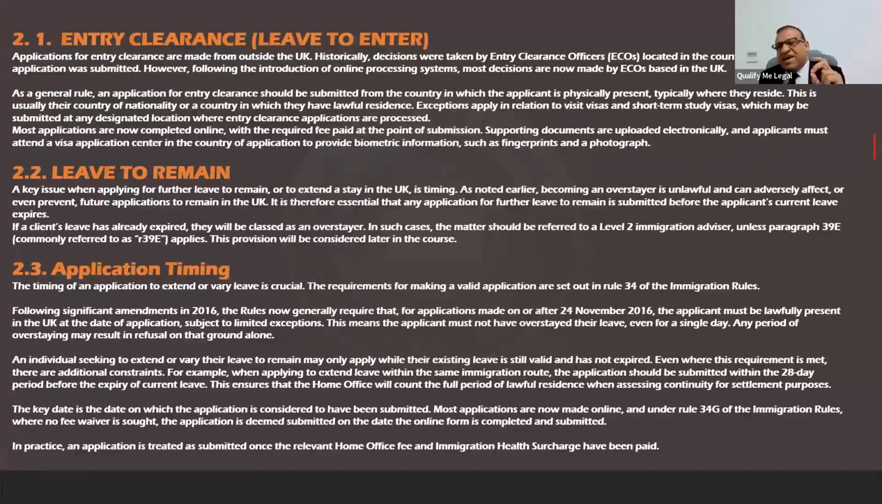For instance, if a person is within the UK on a skilled immigration program, and that visa was valid for 2 or 3 years, once he or she applies for further leave to remain, he or she has to pay two fees. First is the Home Office fee, and the second is the immigration health surcharge. The immigration health surcharge for 1 year is about 400 to 1,500 pounds, I'm not quite sure at this stage. Okay, let's move forward.